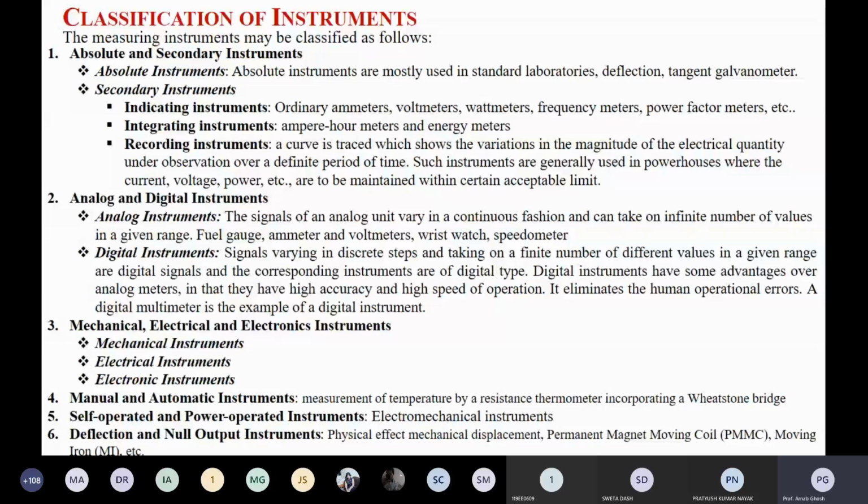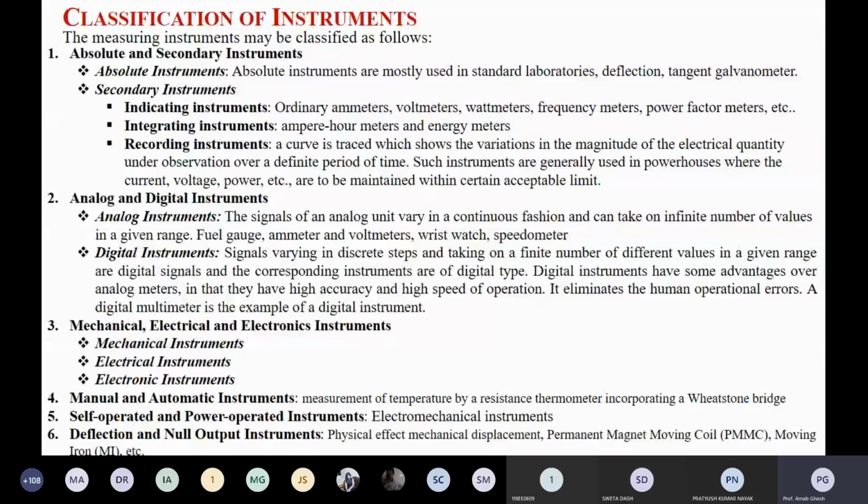Then we can go for another most important topic, that is analog and digital instruments. Very simple. In an analog instrument, you are using analog devices, maybe a pointer is there, then the scales are there. The scale may be uniformly scaled or non-uniformly scaled, and with the pointer, all these are analog or mechanical devices. The signal of an analog instrument varies in a continuous fashion and can take on an infinite number of values in a given range.